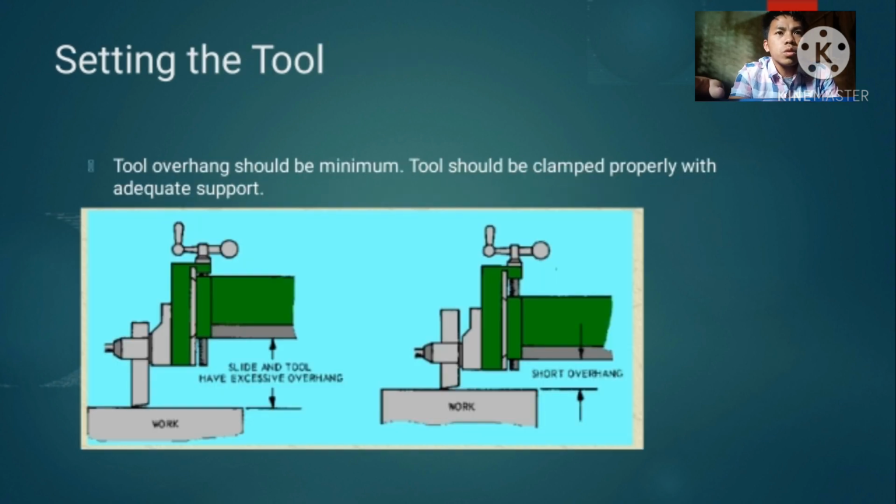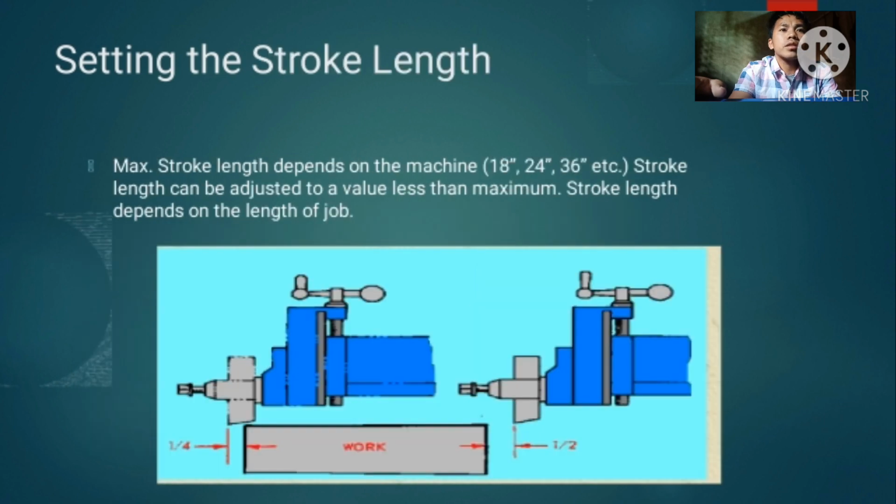Setting the tools. Tool overhang should be minimum. Tool should be clamped properly with adequate support. So there is the picture of setting the tool. Slide and tool have excessive overhang. And setting the stroke length. Max stroke length depends on the machine: 18 inches, 24 inches, 36 inches, and so on. Stroke length can be adjusted to a value less than maximum stroke length depending on the length of job.